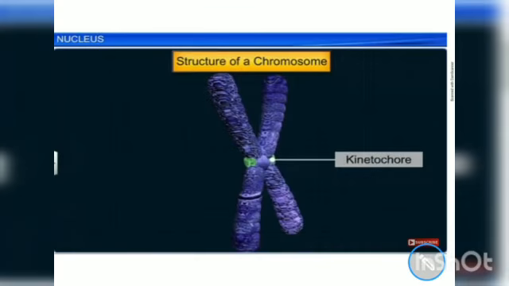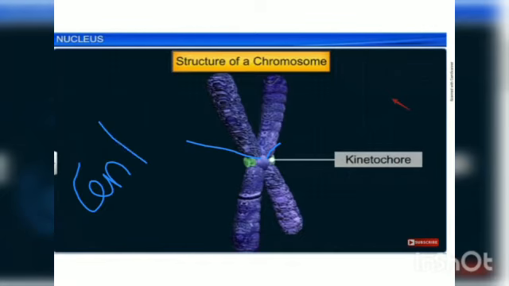Now look at here. Here is the structure of your chromosome, and you can see that your chromosome has one centrally constricted region. This part is known as your centromere. Don't be confused with centrosome. It is the centromere. That constricted middle part is known as your centromere, and around the centromere two disc-shaped structures are there. They are known as kinetochore.